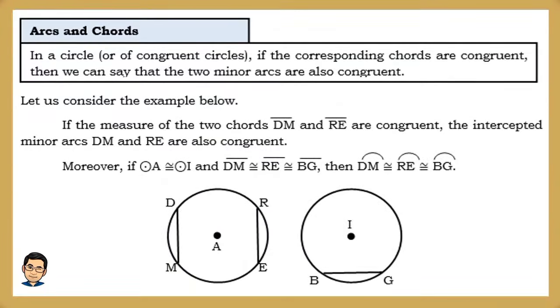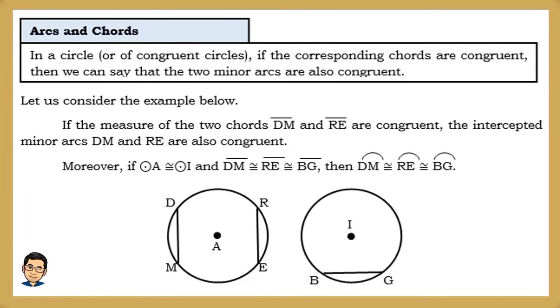So, in the next theorem naman natin, arcs and chords naman. So, in a circle or of congruent circles, if the corresponding chords are congruent, then we can say that the two minor arcs are also congruent. So, ang ibig sabihin lang po niyan, yung dalawang chords ay equal or congruent, masasabi natin na yung dalawang minor arcs are also congruent.